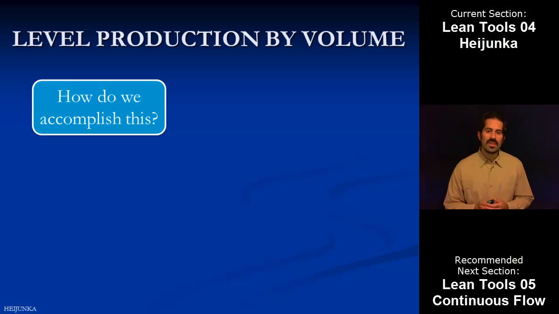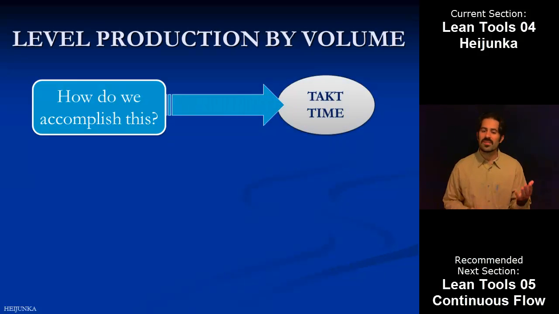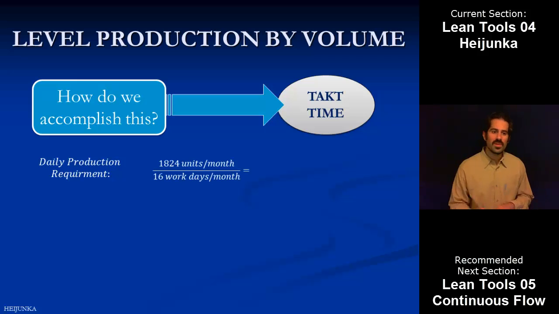The first thing we're going to look at is leveling production by volume. That's the first thing we want to do. And how do we go about doing it? We use this notion of takt time, which we first covered in the standardized work section. Just as a quick review, what takt time lets us do is figure out how long we should take to produce every unit based off how many we have to make and how long we have to make them. It's pretty straightforward.